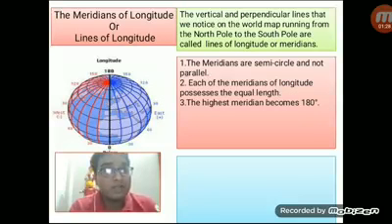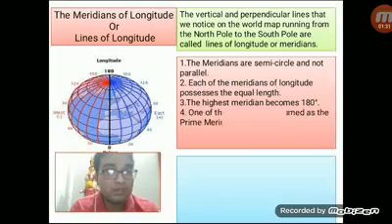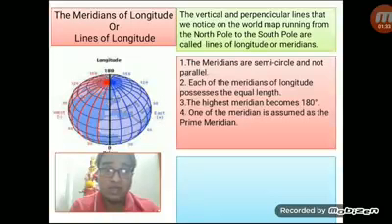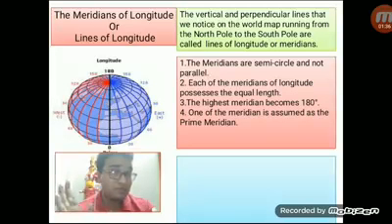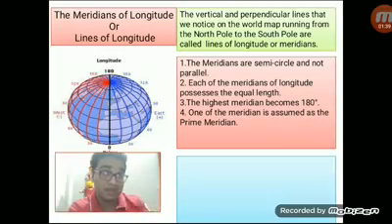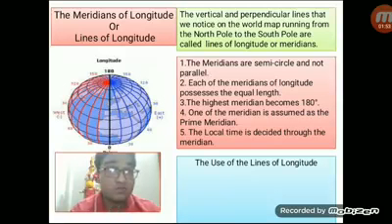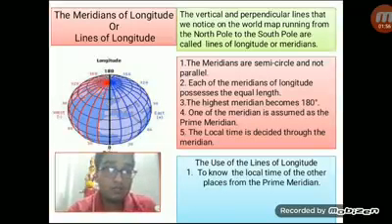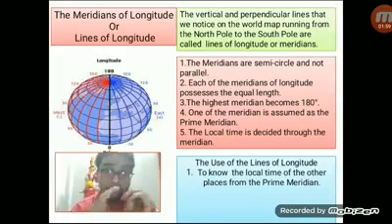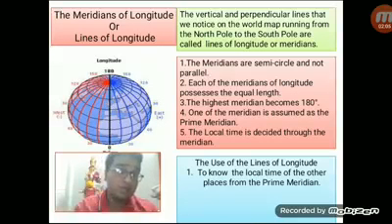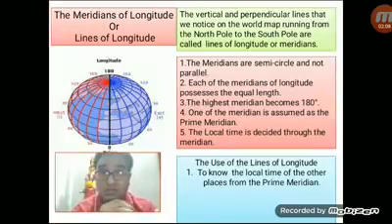Then the highest meridian becomes 180 degrees. One of the meridians is assumed as the prime meridian, and I will discuss the prime meridian in my next slide. Then the local time is decided for the meridians. Now I'm going to show you the use of the lines of longitude. Basically there are two uses. First of all, to know the local time of other places from the prime meridian. Basically we can use the prime meridian to know the local time of other places of the world.